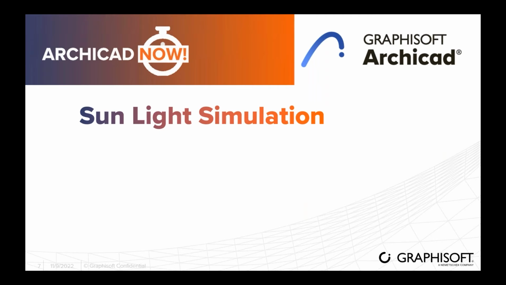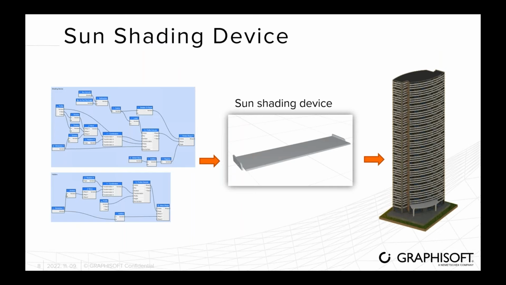So the first is sunlight simulation. All right, so we are going to use this responsive sun shading device in this light simulation. This is like an additional tip. We have developed this sun shading device in Paramo, and we are going to see how this sun shading device is responsive to the sun's azimuth and sun's rotation.